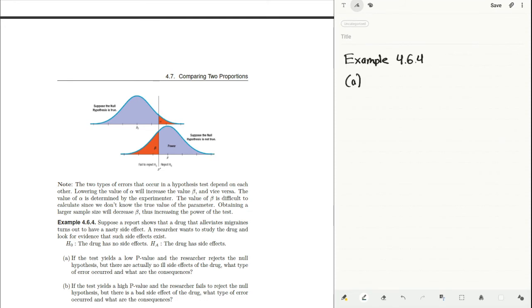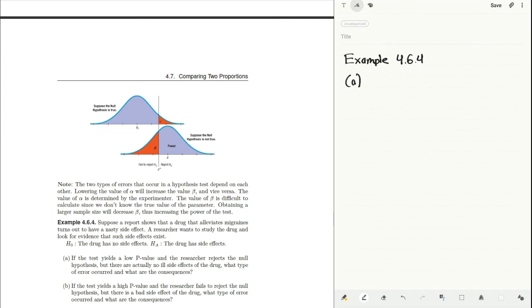So let's take a look at an example of the types of errors that can happen in a scenario and the consequences of making such errors. So suppose that a report shows that a drug that alleviates migraines turns out to have a nasty side effect. A researcher wants to study the drug and look for evidence that such side effects exist. So the null hypothesis is that we assume there are no side effects to the drug. And the alternative hypothesis would be that the drug has side effects.